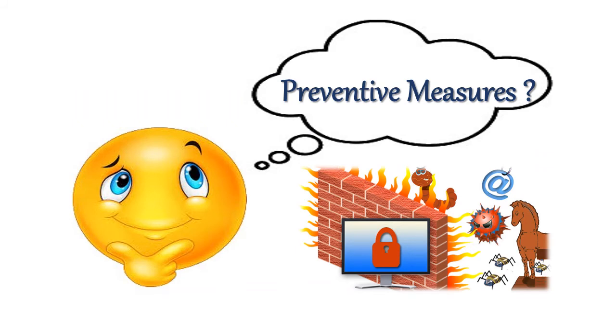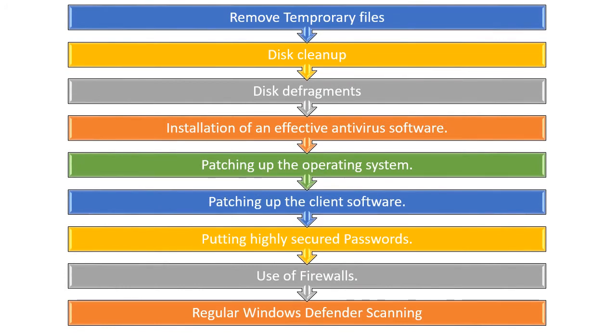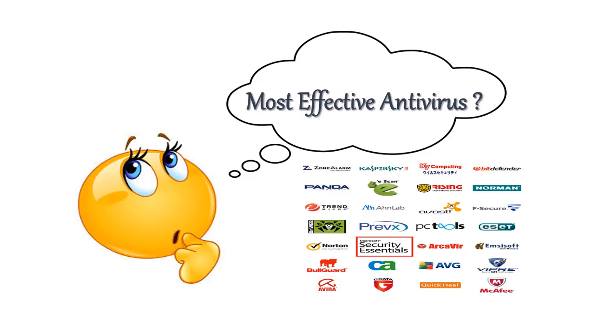Preventive measures for the system are: remove temporary files. Disk cleanup. Disk defragmentation. Installation of effective antivirus software. Patching up the operating system. Patching up the client software. Putting highly secured passwords. Use of firewalls. Regular Windows Defender scanning.